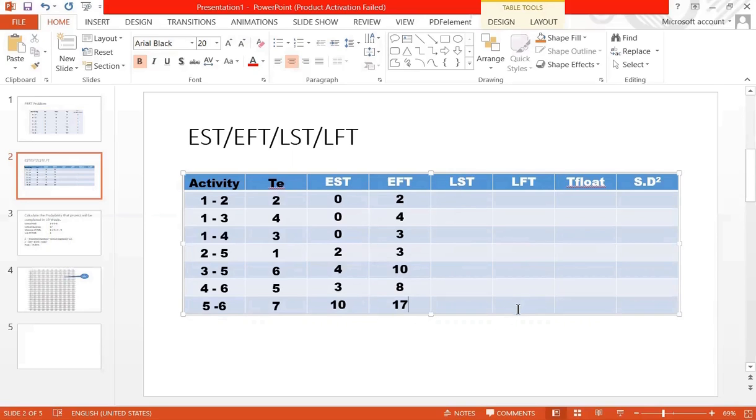Now we will calculate the value of LST and LFT by backward path calculation. For the last activity, LFT will be 17. For 4 to 6 also it will be 17. We will subtract the duration.